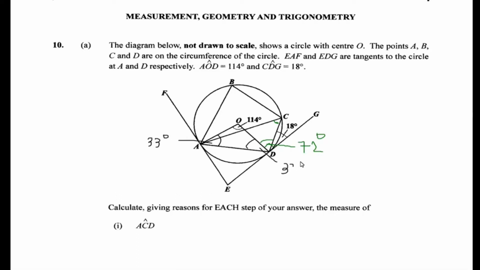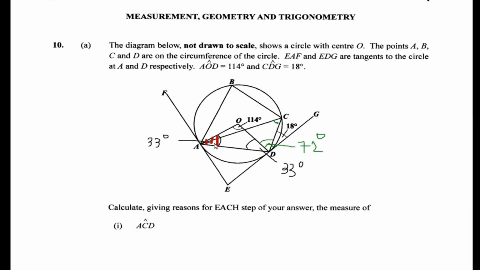Now look carefully. This angle together is 33. Not just this piece, all of this is 33. Just to make that clear, all of that is 33. All right, so now we know that all of this is 33. We know that this piece right here, in the green, is what we want to find, which is 18 degrees.